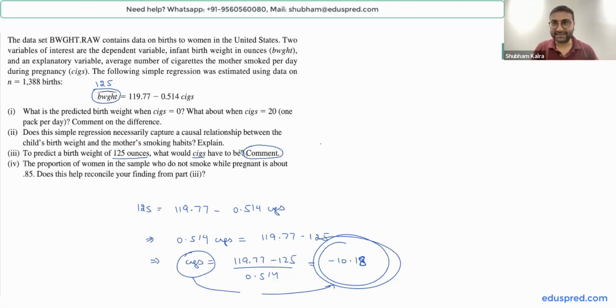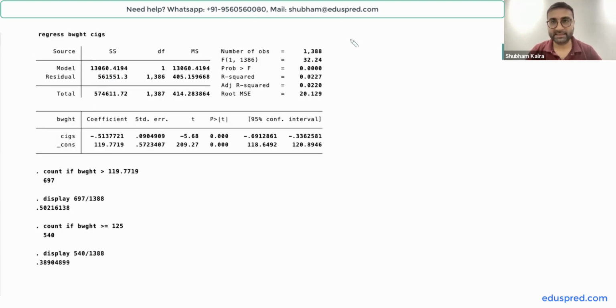So you may have started relating this to the case of extrapolation. However, let me give you a counter argument if you are thinking in the direction of extrapolation. This is the data that I'm going to use. I have used the data set mentioned in the question, and as you can see, I've run a regression of birth weight on the number of cigarettes smoked. If you look over here, a birth weight of 125 is actually not an unusual value.